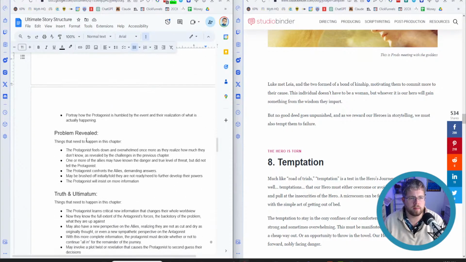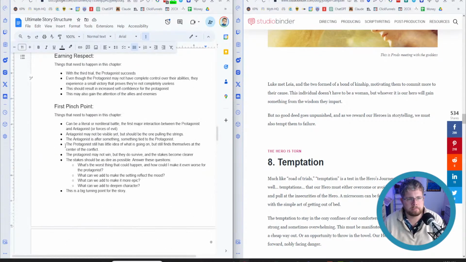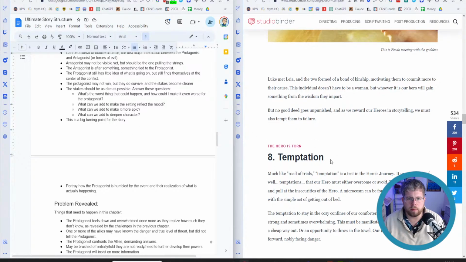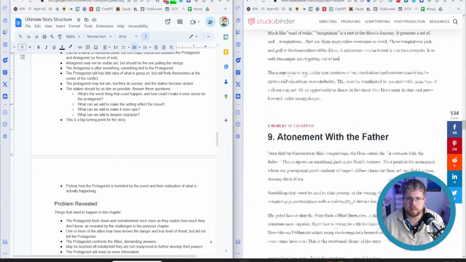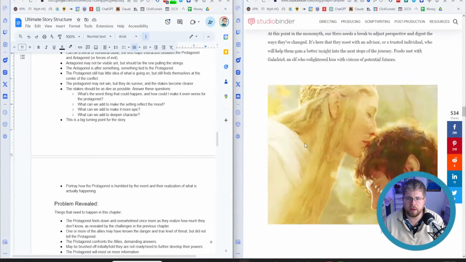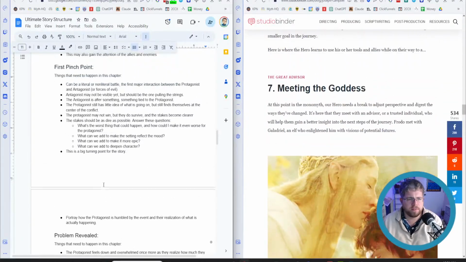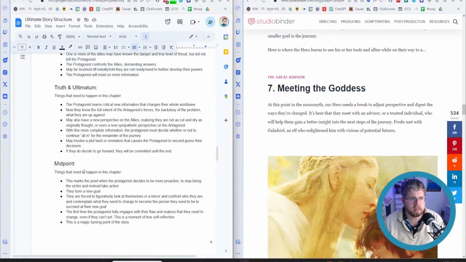This is the point where I'm like, I'm not sure how this fits with what we've got. So we have this first pinch point where the hero is humbled. Because all of this stuff here, meeting with the goddess, the temptation, the atonement with the father, feels like further down here with the midpoint.